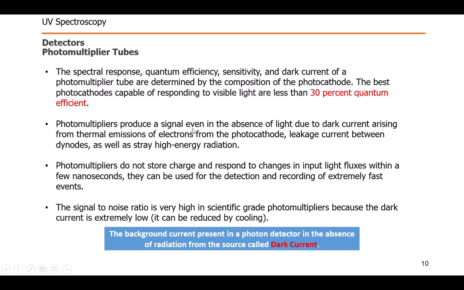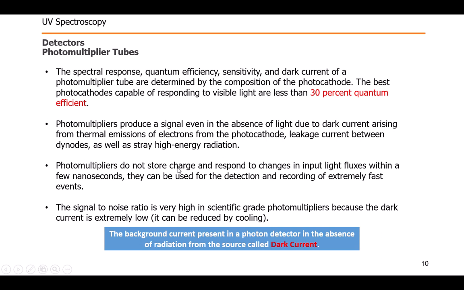Photomultiplier tubes produce a signal even in the absence of light, and these signals are produced due to dark currents. This dark current arises due to the thermal emission of electrons from the photocathode, leakage current between the diodes, as well as stray high energy radiation, which would cause current in the photomultiplier tube in the absence of light as well.